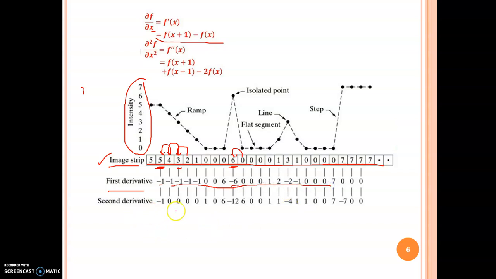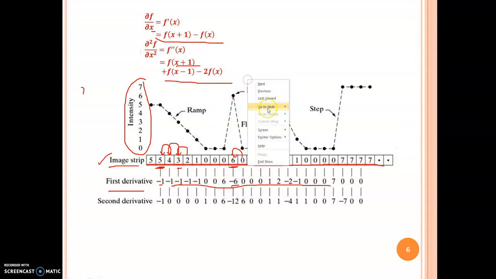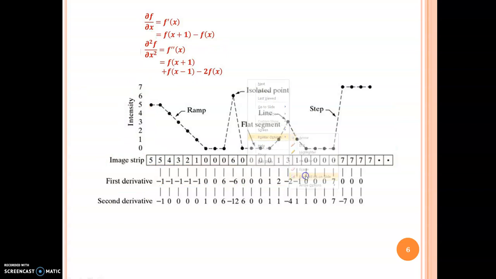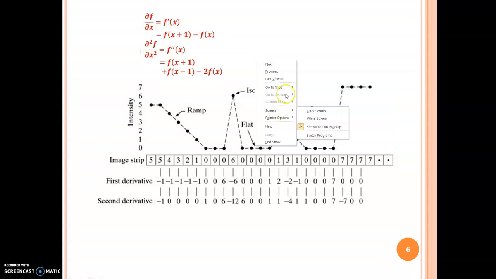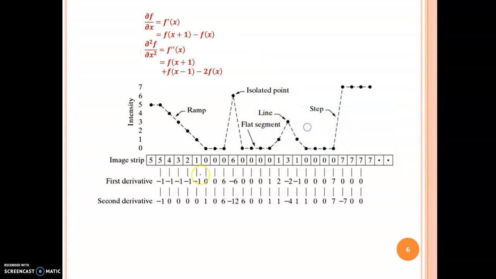Similarly, to find out the second order derivative, it is given as f(x+1) plus f(x-1) minus 2 times f(x). If I consider one particular point, I want to find out the second order derivative at this point x. So the second order derivative is given by f(x+1) plus f(x-1) minus 2 times f(x).